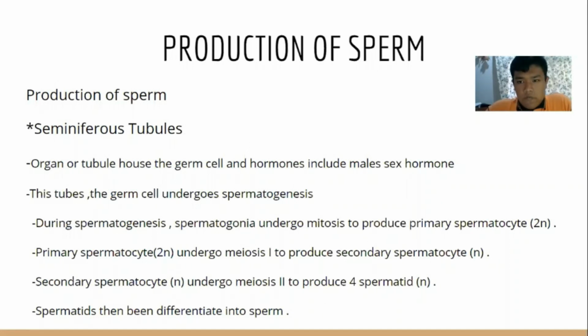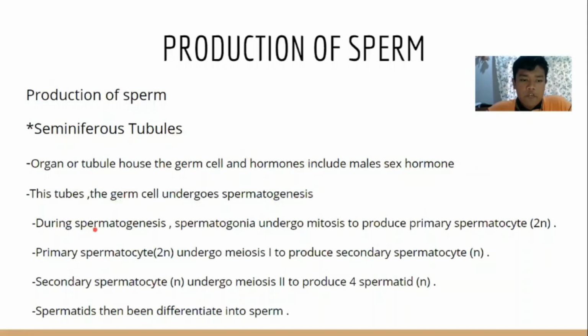In general, the production of sperm happens in the testis, but more specifically, it happens in the seminiferous tubule. The seminiferous tubule is located in the testis, and it is a small, long duct that contains a pack of cells capable of undergoing spermatogenesis. The tubule houses the germ cells and hormones, including sex hormones. The germ cells in this tube undergo spermatogenesis.